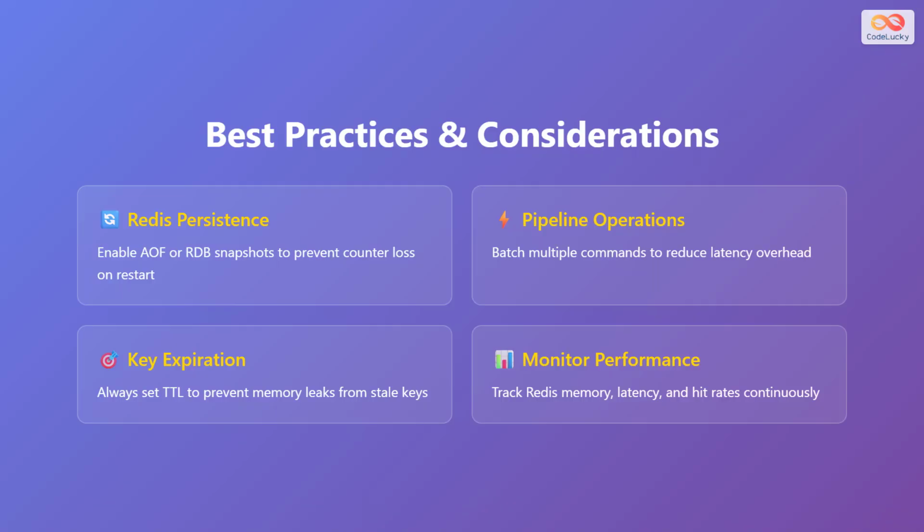Enable Redis persistence using append-only file or snapshot backups to prevent losing rate limit data if Redis restarts. Use pipeline operations to batch multiple commands and reduce latency. Always set time to live expiration on keys to prevent memory leaks from inactive users. Continuously monitor Redis performance metrics like memory usage and latency. Set appropriate rate limits based on your application needs. Consider using different limits for different user tiers or API endpoints. Test your rate limiting under load to ensure it handles your peak traffic.